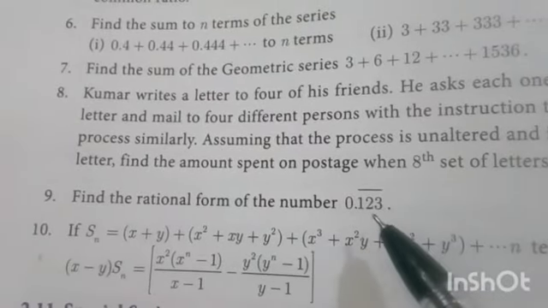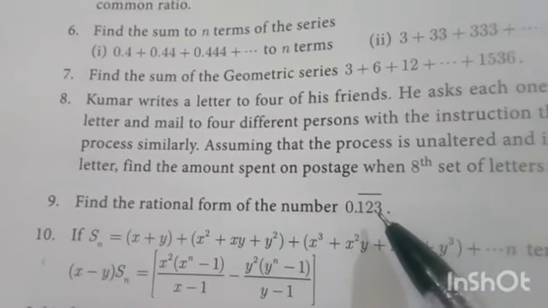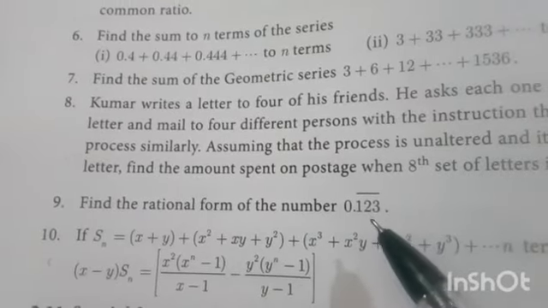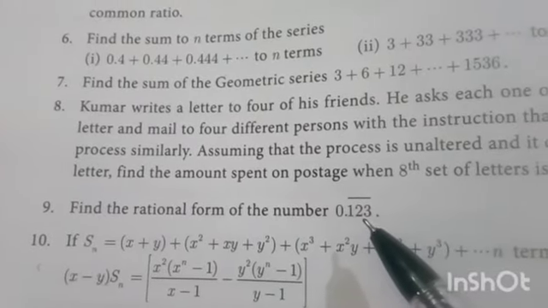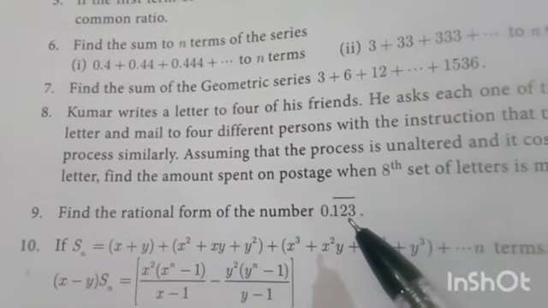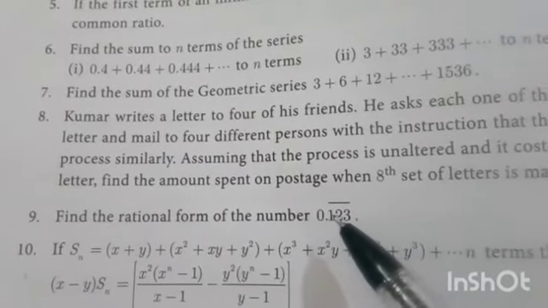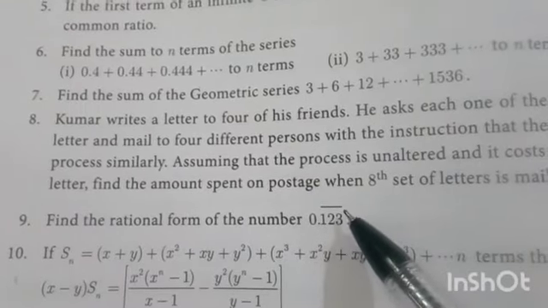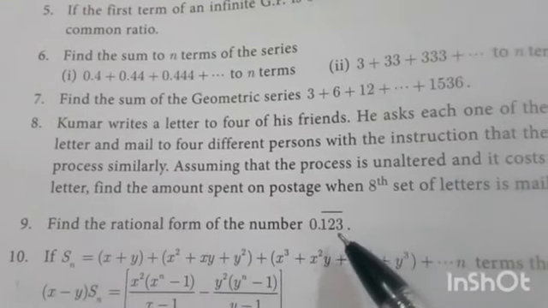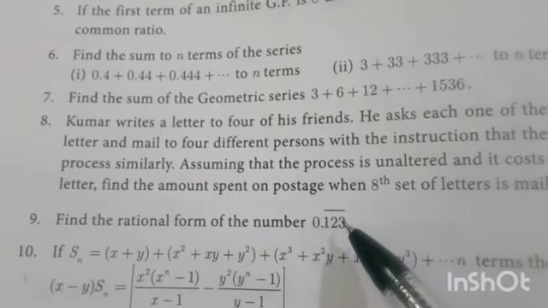Now 9th question, find the rational form of the number 0.123 bar. This is a problem like the one you learned in 9th standard. For this decimal expansion we have to write it in rational form. Rational form means fractional form, p by q form. So here the period of decimal is 3. Period of decimal means how many digits are there inside the bar? 1, 2, 3. So the period of decimal is 3.